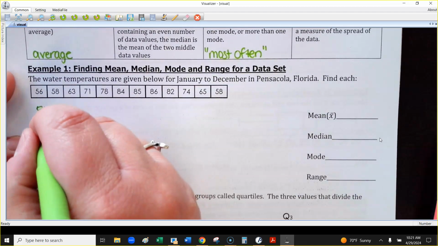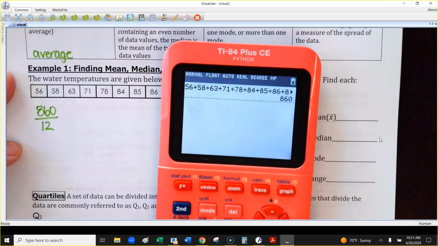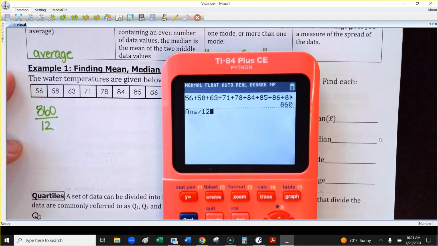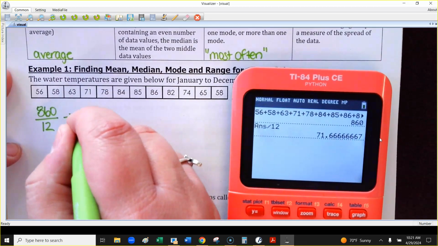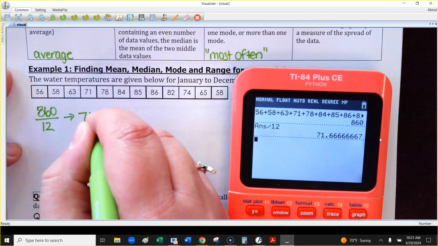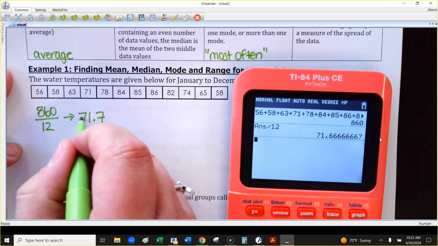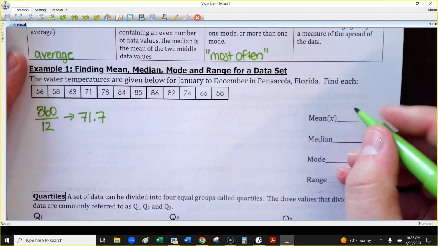Divide by 12, because there's 12 months in the year there. There's 12 data values, so I'm just going to divide that by 12. And if it doesn't tell you, I'm going to round to the nearest tenth here. I'm going to say this is about 71.7 would be the mean or the average.